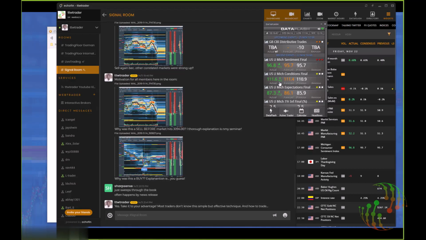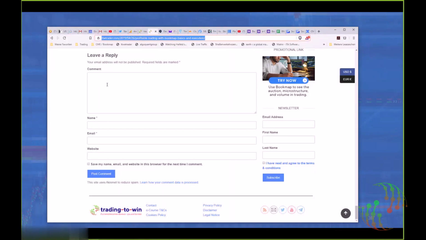The intention is to make you independent of everyone, even of me. You should understand what is happening in the market, and you should utilize this knowledge for your own trading.